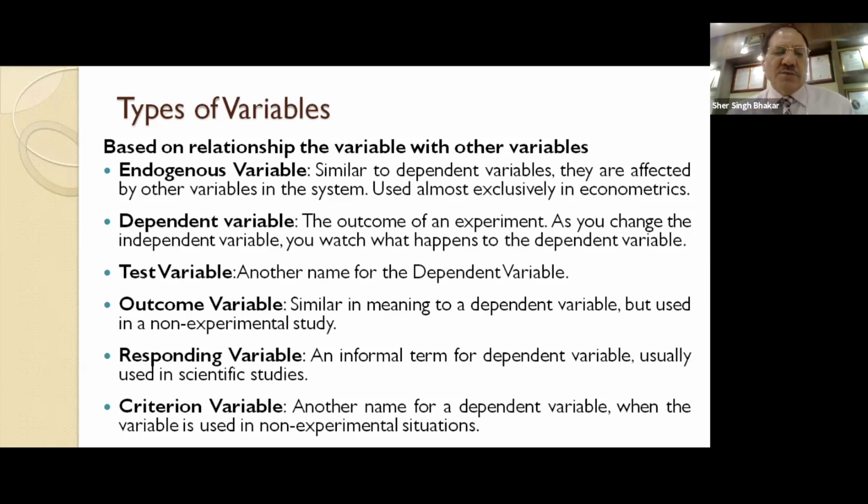And the last one is criteria variable. This is again a name for the dependent variable in non-experimental studies. Criteria variable is a name given for the dependent variable in non-experimental studies, not in experimental studies. In experimental studies, we use it as either an outcome variable or a test variable. Right, so these are based on relationship.